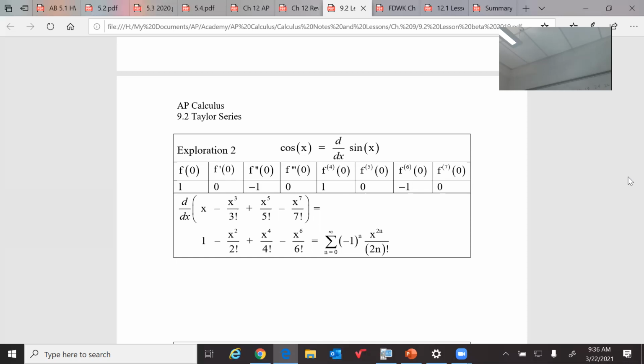Ready? Take the derivative of this. 3x squared over 3 factorial. The 3's reduce. It leaves you with x squared over 2 factorial. Well, I don't need the factorial, right? Because it's 2. I can just leave the number 2. Yeah. Except what? The 2 factorial helps you see the pattern.